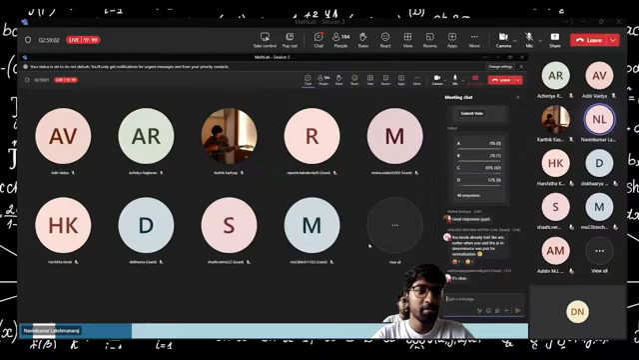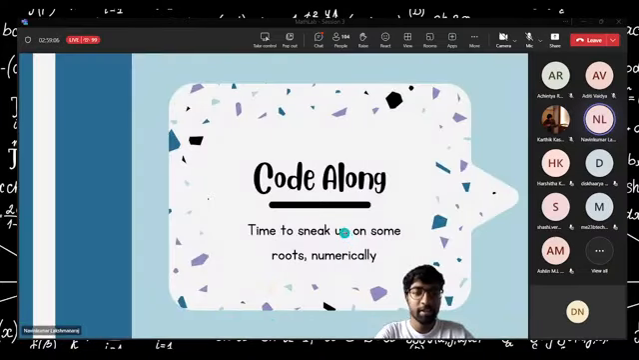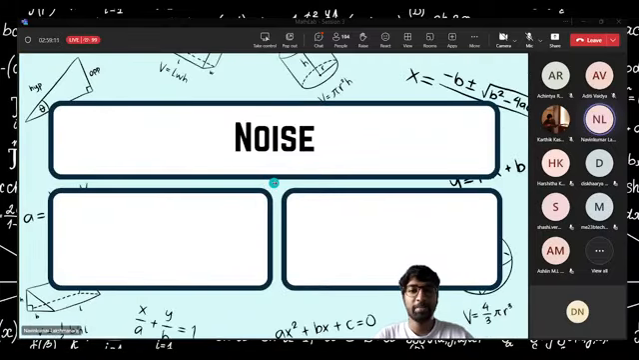All right, I'll assume there are no doubts. Fine. If you guys have any doubts, you can always reach out to me later. Fine. Now, there's one more pretty interesting application of Fourier transform, that is noise.